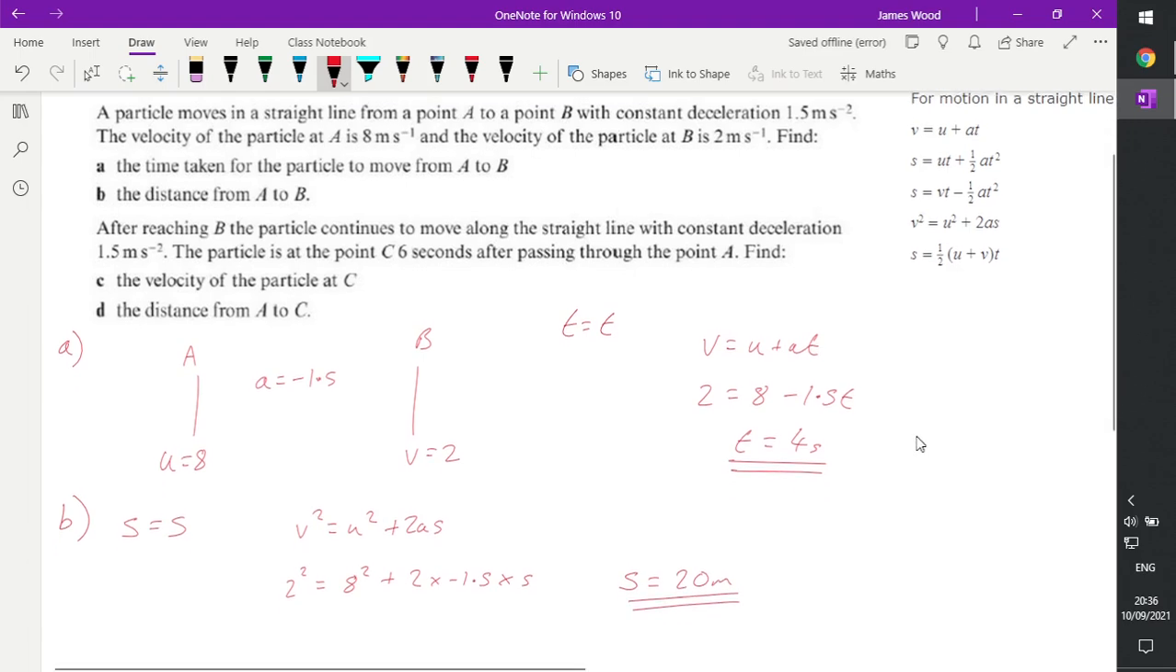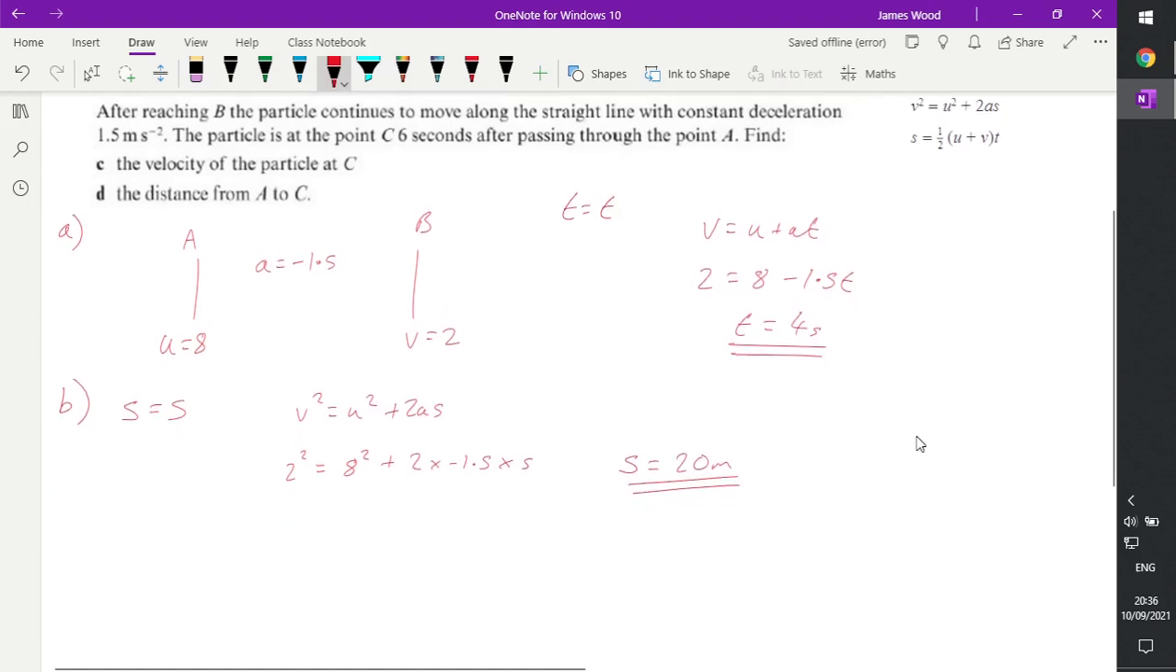Okay, next part. After reaching point B, the particle continues to move along the straight line with constant deceleration 1.5. So it's still got this same acceleration of minus 1.5. The particle is at the point C 6 seconds after going through point A. Okay, so we've got point A, point B, and point C. We know that it was going at 8, then it's going at 2. We know that the time it takes to get to C is 6 seconds for the total distance.